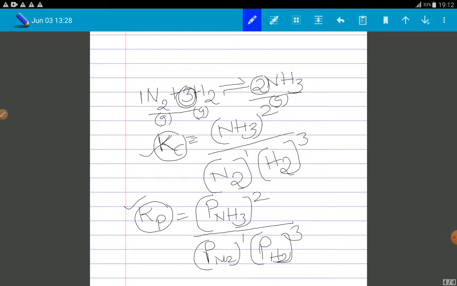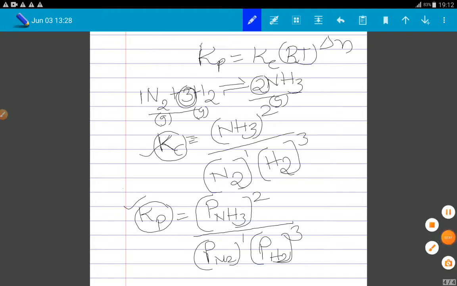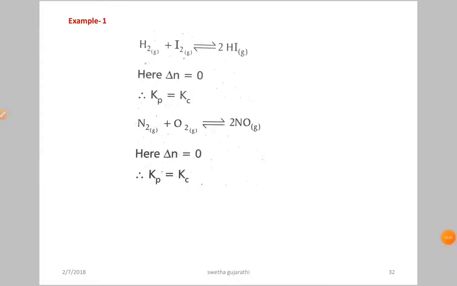After that, the relation we discussed is Kp equal to Kc into RT to the power delta n. This is the relation we discussed. Now let us move to the next example. Let us see the first example here: H2 plus I2 gives 2HI.